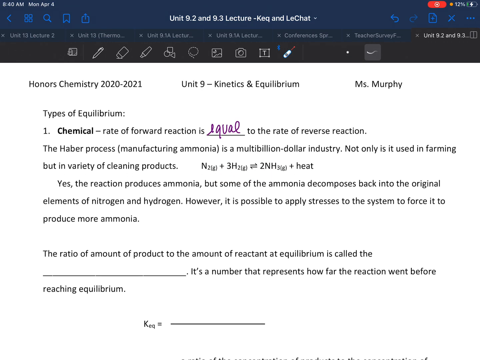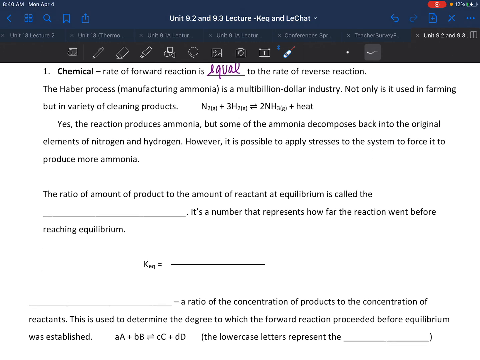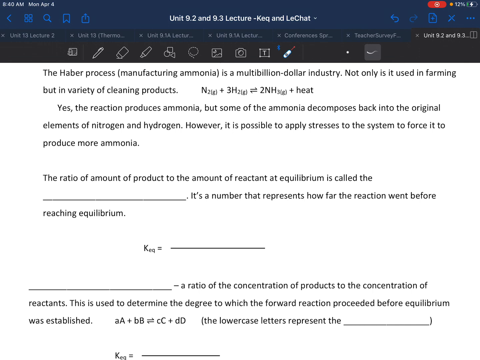So you're thinking, okay, if this is such an important reaction, it just breaks down. Why do we use it? How is this even productive? But we're going to talk in a second about how we can force it to act the way that we want. But before we get there, let's talk about this equilibrium constant.